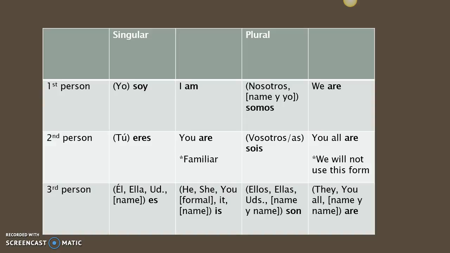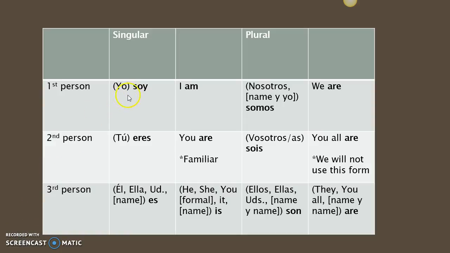It is a good idea to memorize your verb conjugations in a chart as a way of organizing them. Verb charts have two columns, singular and plural. They also have three rows, first person, second person, and third person. The infinitive of a verb changes forms or conjugations in order to reflect the subject of the sentence. Let's look at the verb ser in the chart.